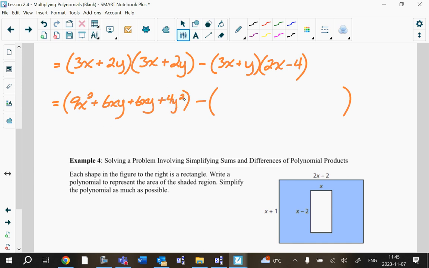All right. 3x times 2x, 6x squared. 3x times minus 4, negative 12x. Y times 2x, 2xy. And I'm going to write it like xy so it matches the other ones. And finally, y times minus 4, minus 4y.